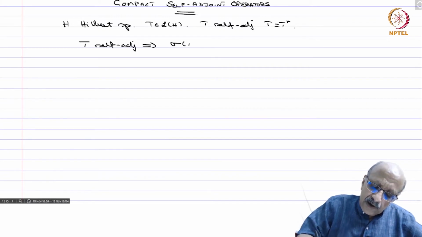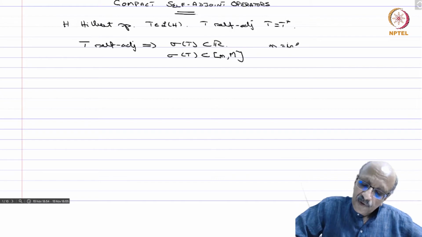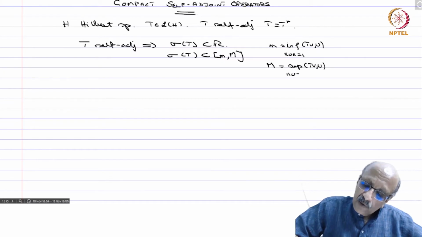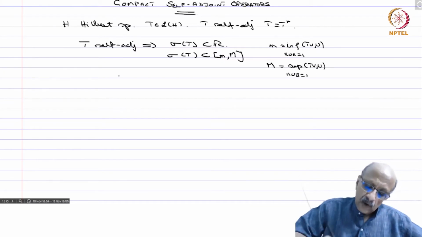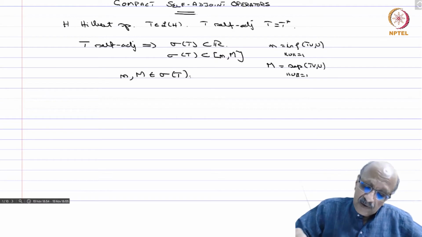implies sigma(T) is contained in R, and in fact we have also seen that sigma(T) is contained in [m, M], where m is the inf of (Tv, v), norm v equal to 1, and capital M equals the sup of (Tv, v), norm v equal to 1. And you also saw that m and capital M belong to sigma(T). This was done in the exercises of the Hilbert space chapter.